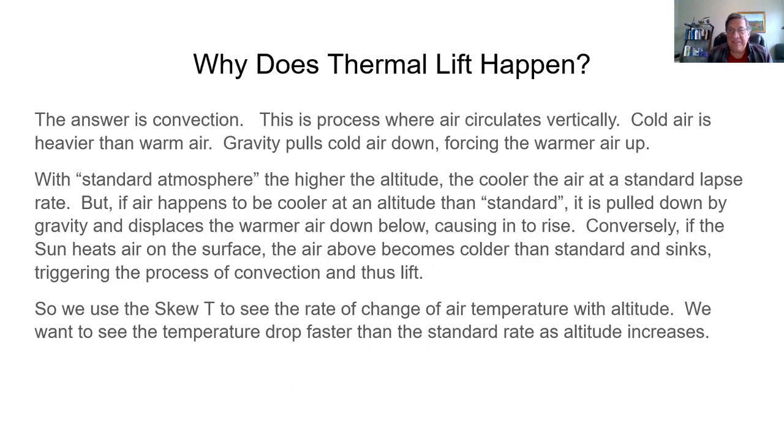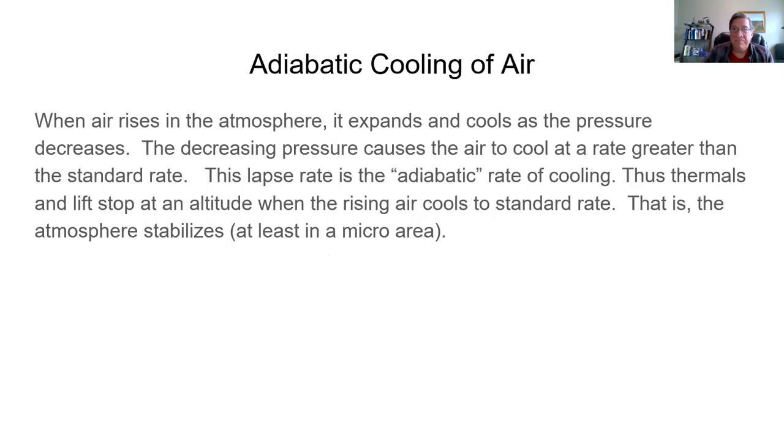So we use the Skew T to see the rate of change of air temperature with altitude. Those weather balloons give us the data, and then the computer programs calculate the information and do an analysis on it. We want to see the temperature drop faster than the standard rate as the altitude increases. That is, we want to see colder air on top of warmer air than it should be.